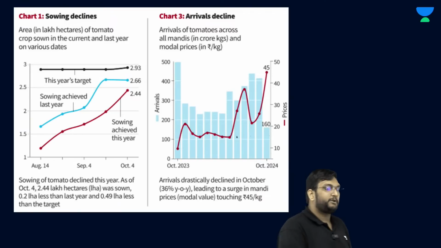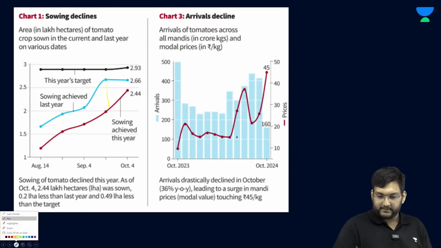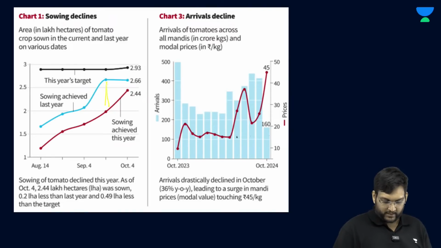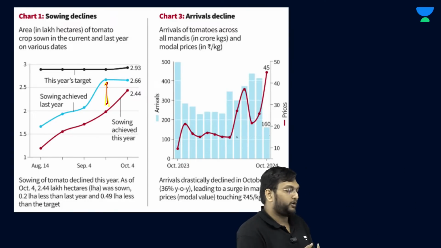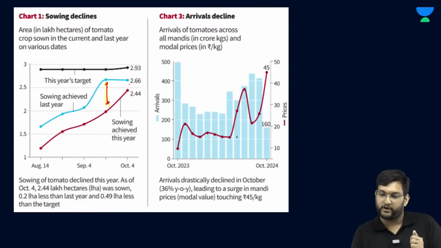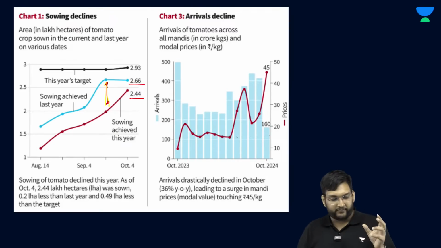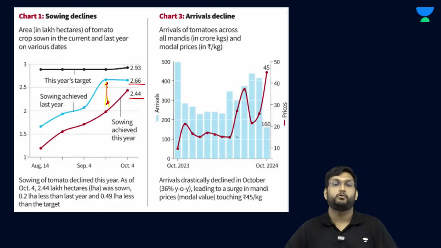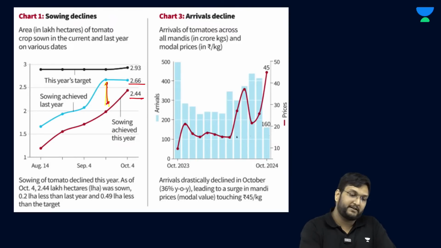is because of the sowing this year, there was a major gap. There was a major gap in the sowing of the tomato crop itself. There's a decline in the hectarage of tomato from 2.66 to 2.44, which is a difference of 0.22 lakh hectares less than what we had last year. So this is where supply reduces.